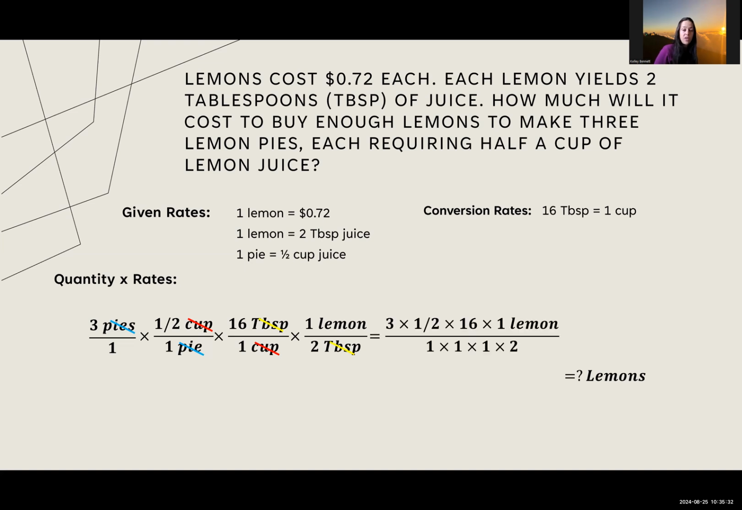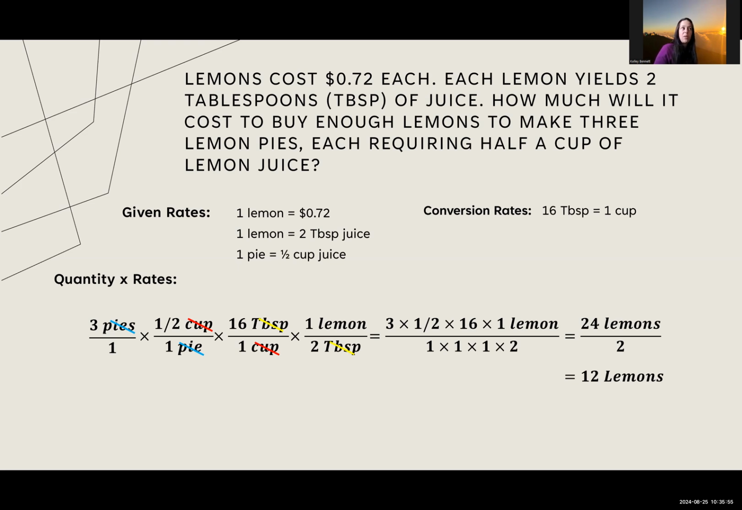So I can multiply straight across: 3 by 1/2 by 16 times 1. The surviving unit is lemons. And in the denominator, 1 by 1 by 1 by 2. And this gives me 24 lemons over 2. I could simplify, dividing 24 by 2. And I know that to make 3 pies, I need 12 lemons.